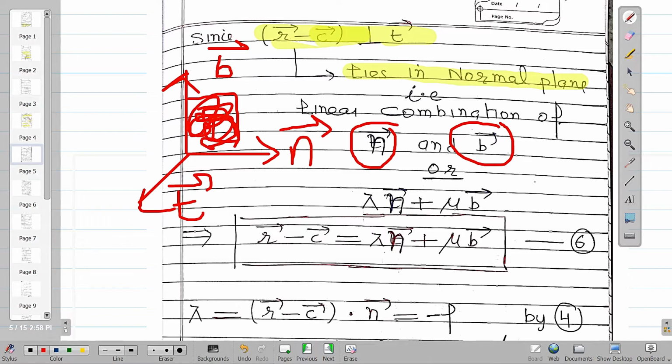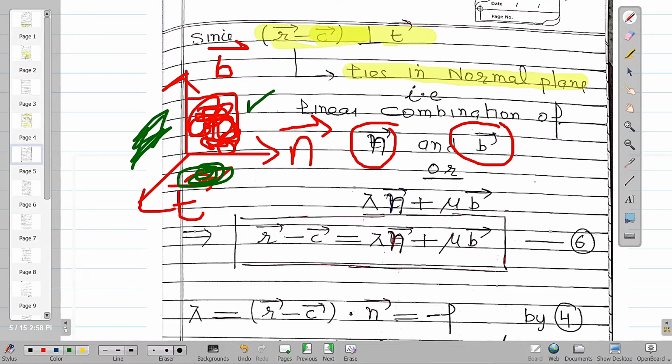So this plane is called a normal plane. Clear? So if this plane is a normal plane and this plane is an osculating plane, we know that this plane is the osculating plane, and this plane is a rectifying plane, and this plane is a normal plane. This is a normal plane. If this is a normal plane, then it is a combination of n and b vector.